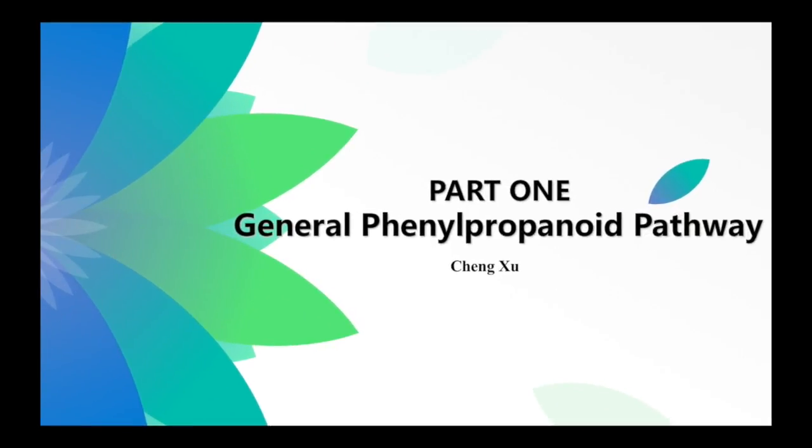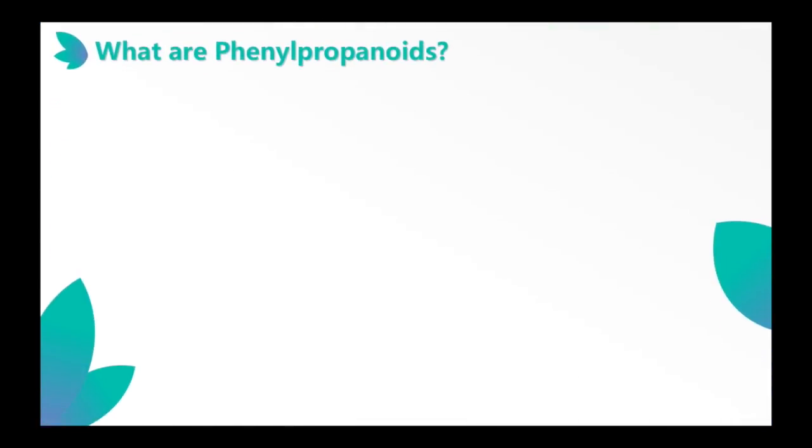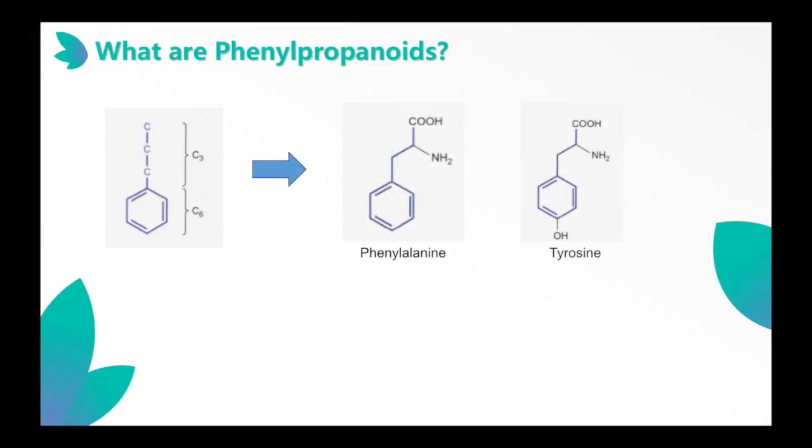First, I will talk about the general phenylpropanoid pathway. What are the phenylpropanoids? Phenylpropanoids are a group of compounds which consist of one aromatic phenol group and three carbon propenyl. Phenylalanine and tyrosine are the representatives.